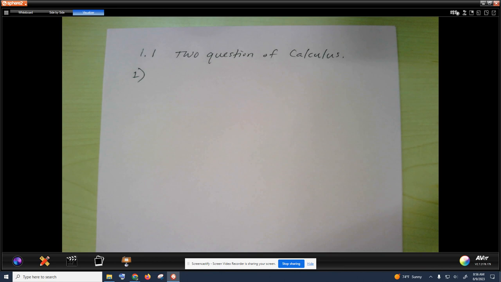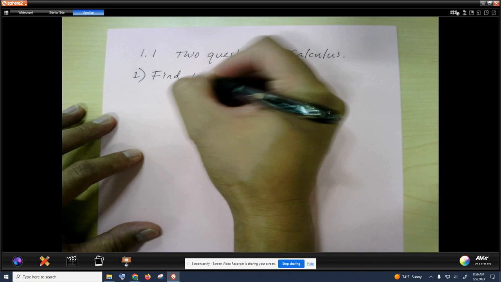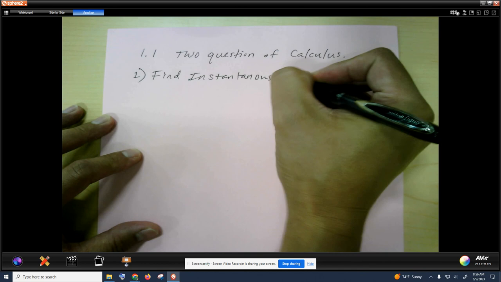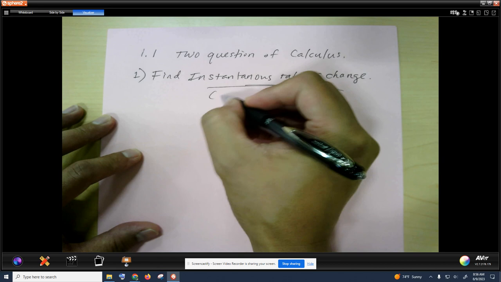We're trying to find the instantaneous rate of change. And that ends up being the slope at one point.